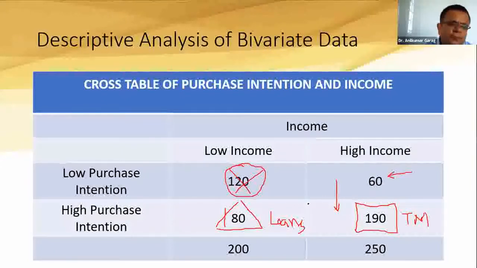take decisions. So descriptive analysis, when you use it for bivariate data, probably helps us in taking decisions also. Of course, univariate data also helps us in taking decisions, but this kind of cross table throws up some interesting results.